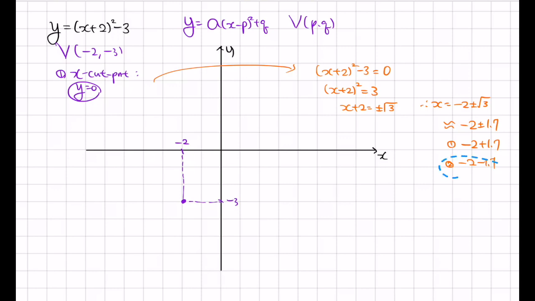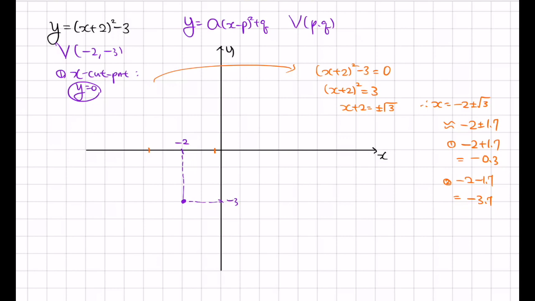So for the first case, it will become negative 0.3, and the second case will become negative 3.7. Now, negative 0.3, let's say is about here, negative 3.7, let's say is about here. Now, we finally need to get the y cutting point.